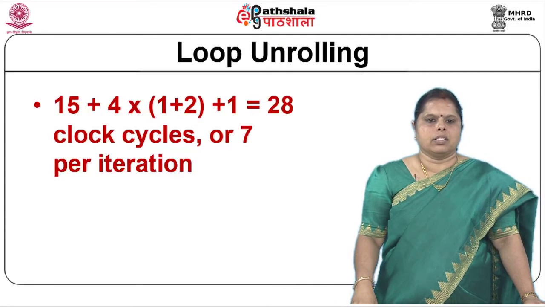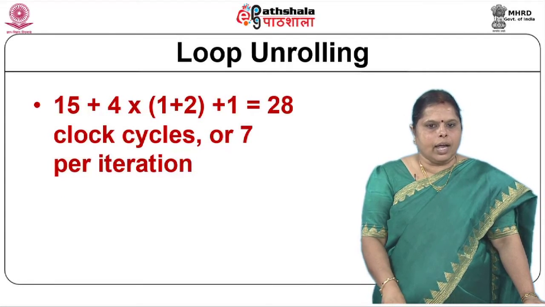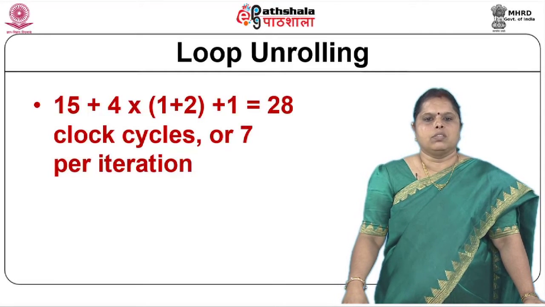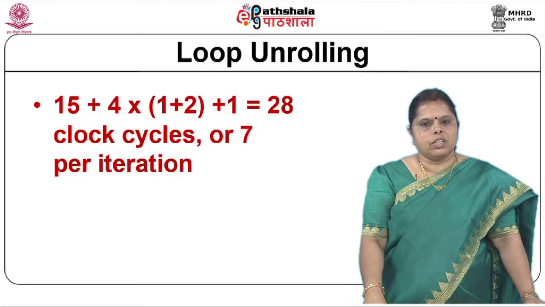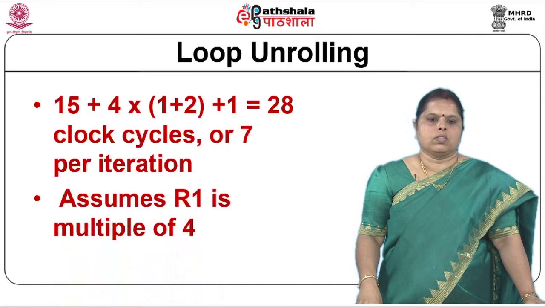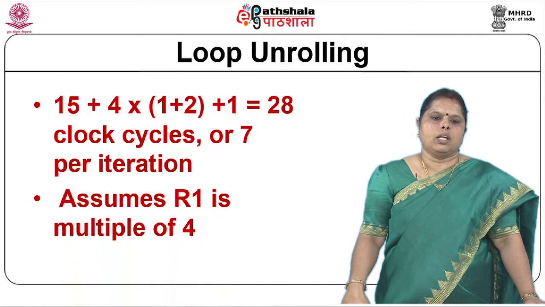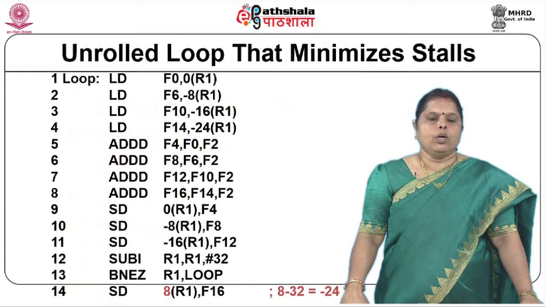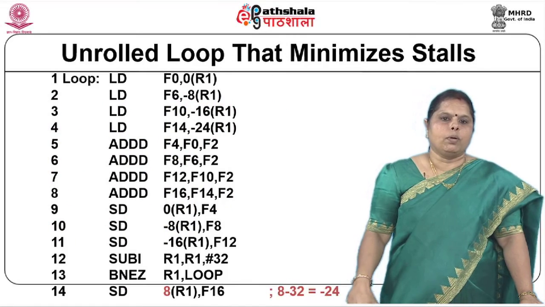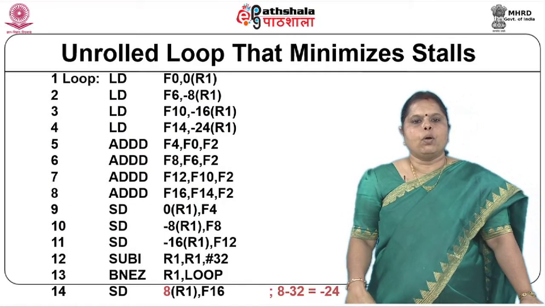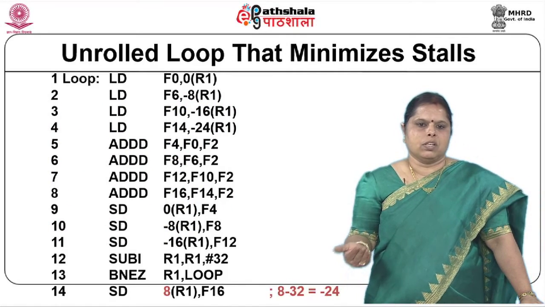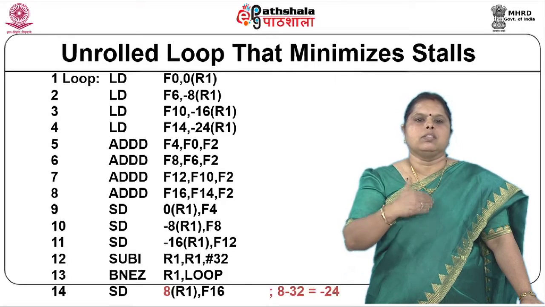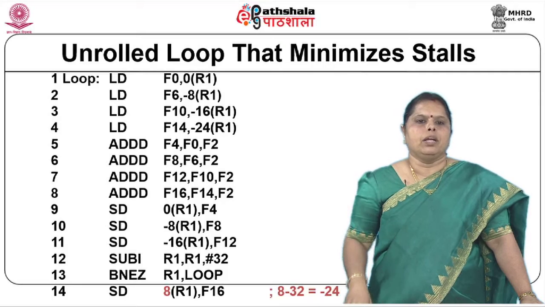Remember that we have not done any reorganization of the code, we have not tried to schedule the instructions appropriately. We have just done a loop unrolling process, and we are just assuming that R1 is a multiple of 4. Now, we are also bringing in the other optimization of appropriately scheduling the instructions, so that the stalls introduced between dependent instructions can be filled up with independent instructions.